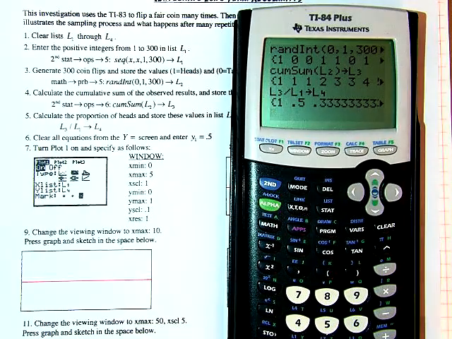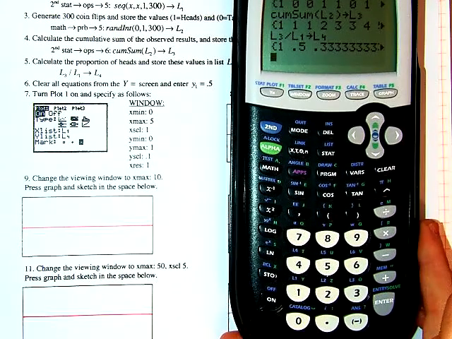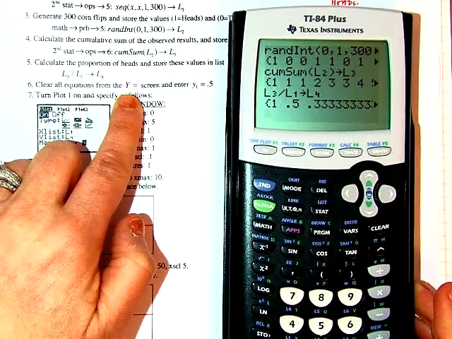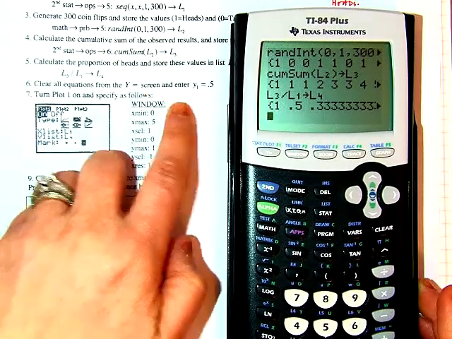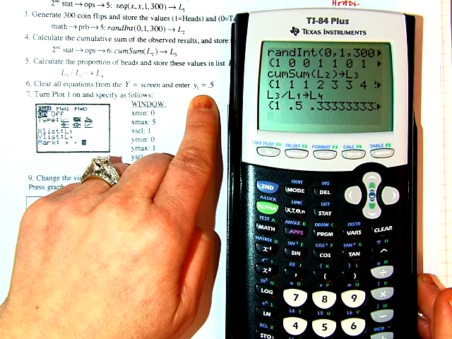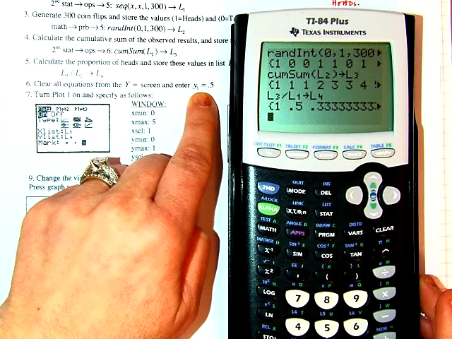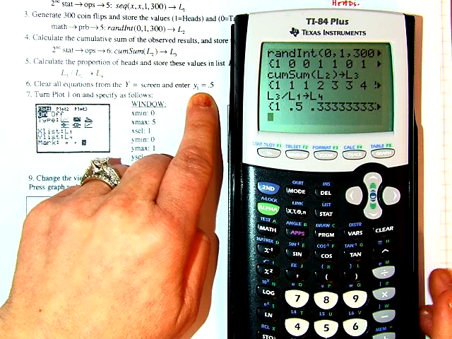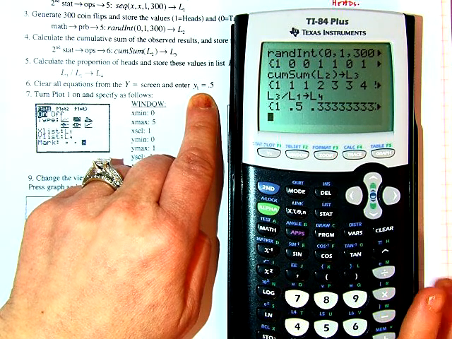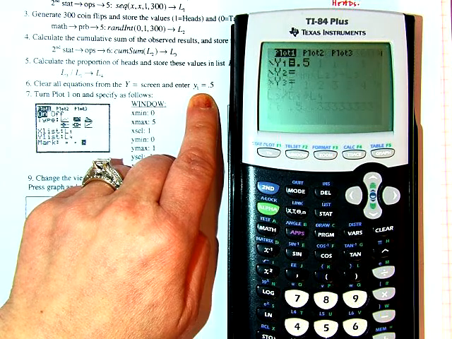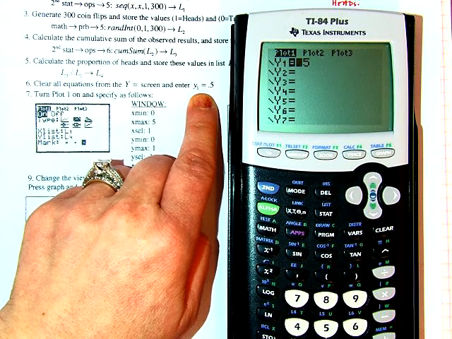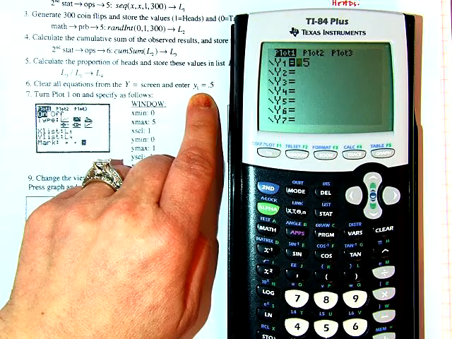All right, next thing to do. Now, I want to make sure that I've cleared all equations from my function list, and I want it to just look at y equals 0.5, y equals 1/2. Again, that is our theoretical chance of getting heads on any coin flip. So right here, y equals, I want that to be just 0.5, nothing else. I already have mine set at 0.5.